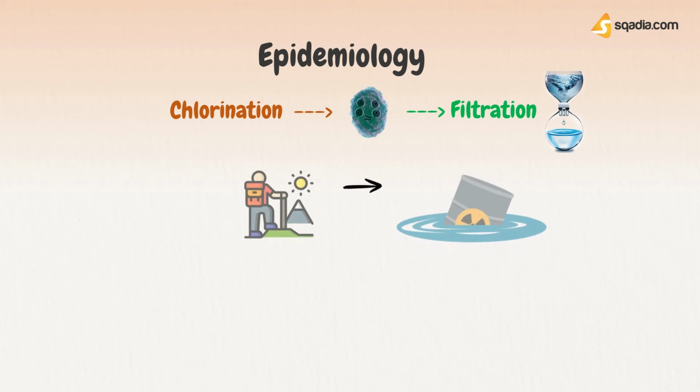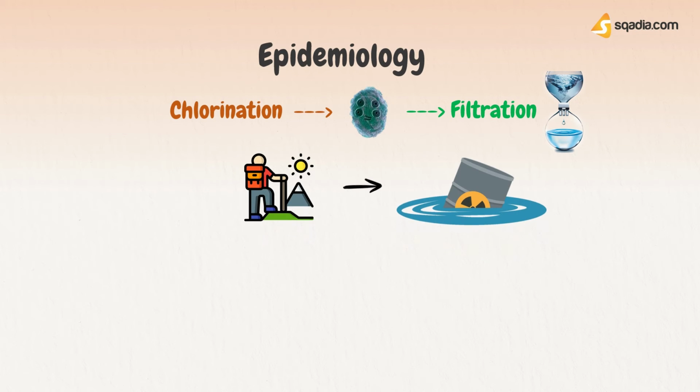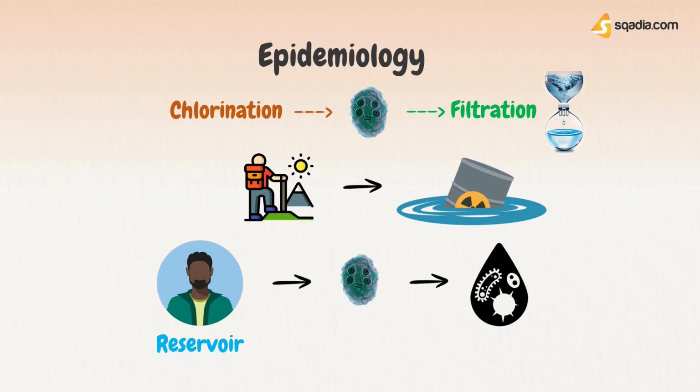It has also been reported that hikers who drink untreated stream water are frequently infected. Many species of mammals as well as humans act as reservoirs. They pass cysts in the stool, which then contaminate water sources. Let us talk about the clinical findings and much more, so stay tuned.